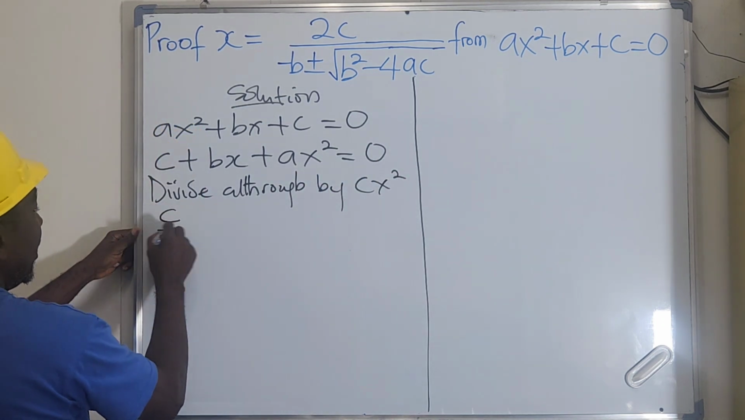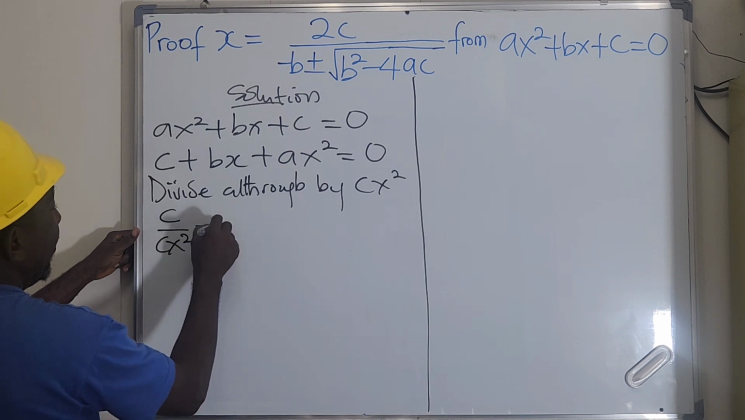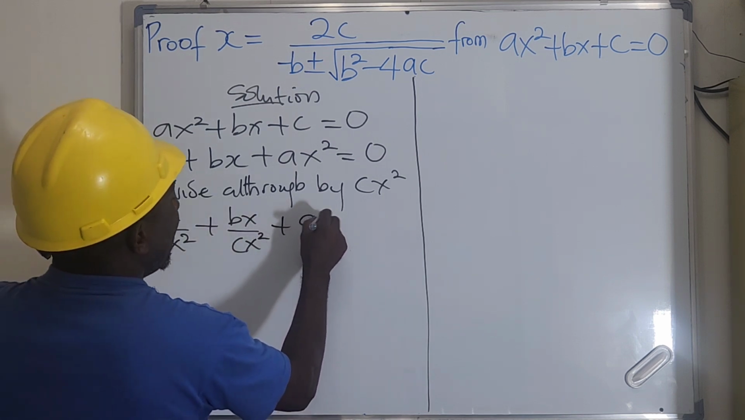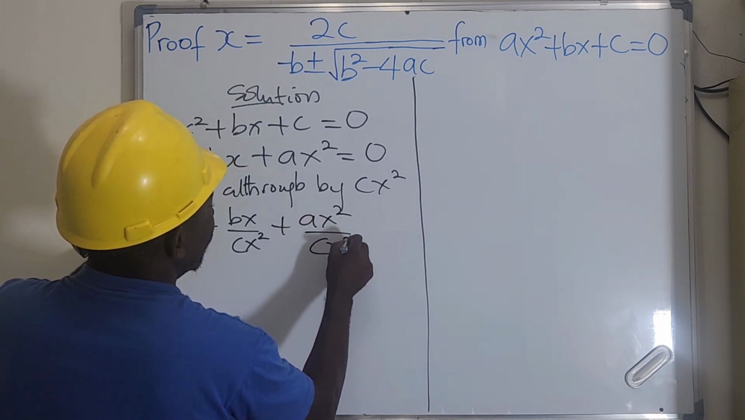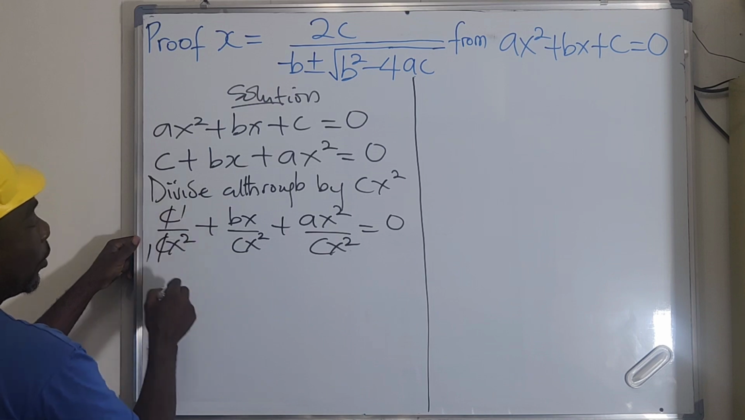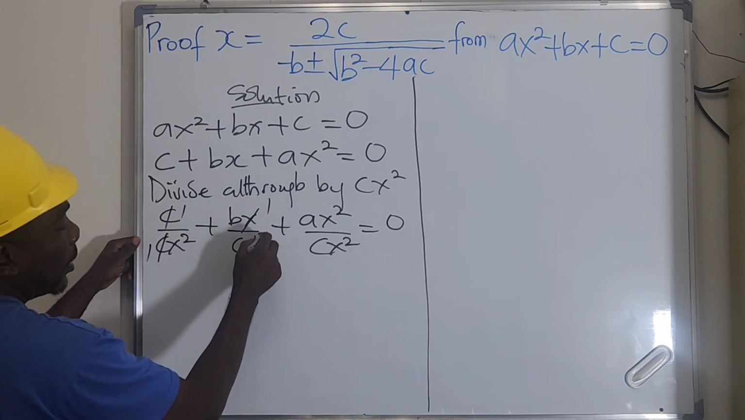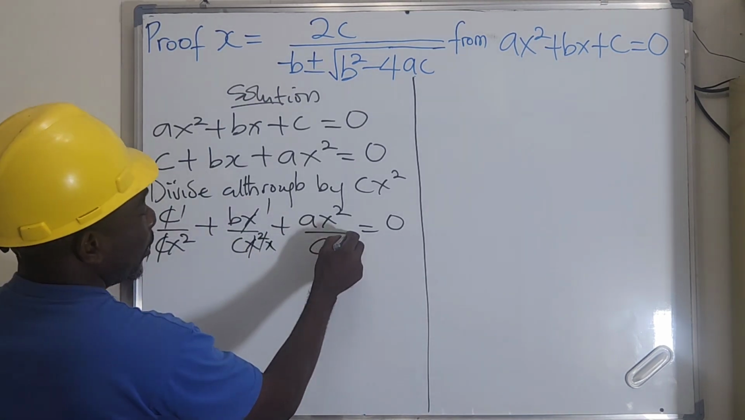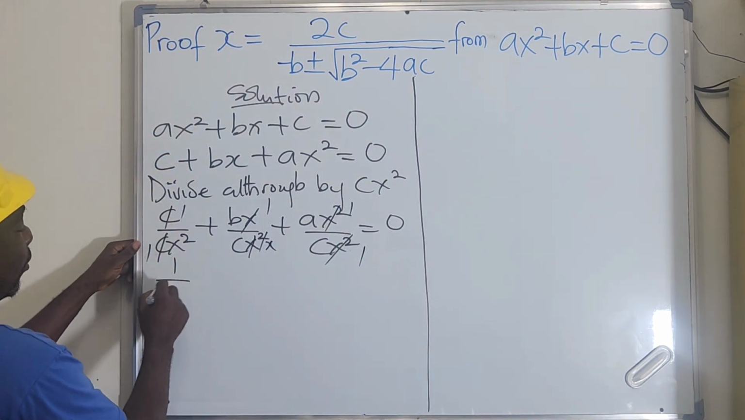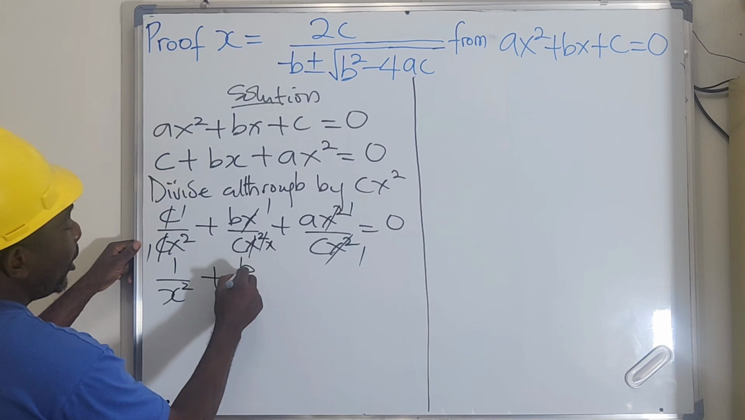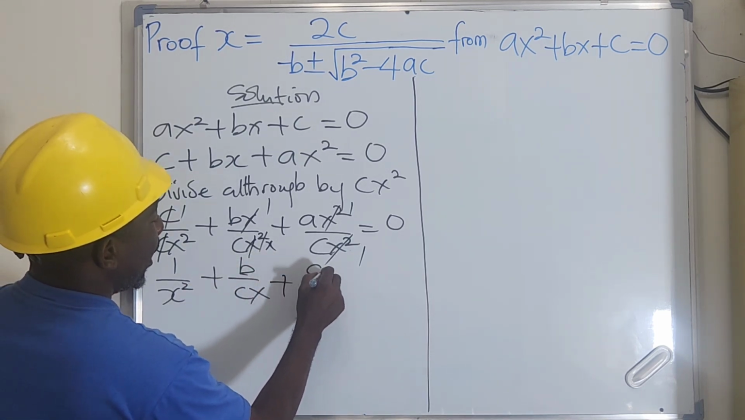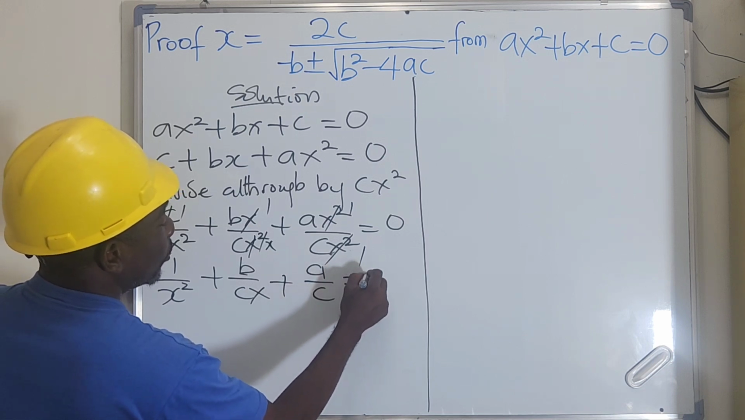So here we have c all over cx squared plus bx all over cx squared plus ax squared all over cx squared equals 0. In this case, c will cancel here, c will cancel here, x will cancel here, x will cancel here, remain x. So x squared will cancel here, x squared will cancel here. So we are now left with 1 all over x squared plus b all over cx, because here x remains, plus a all over c equals 0.